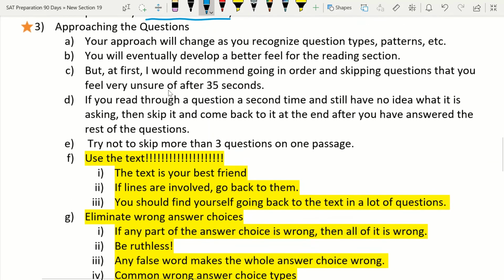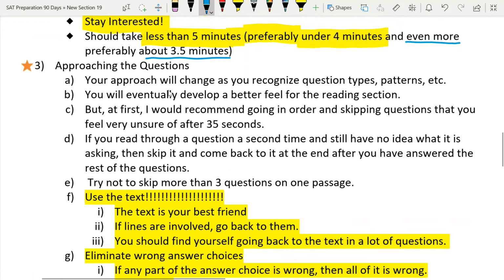All right, so now let's talk about approaching the questions. This is going to be a little bit different than if you were following the 90-day SAT prep course. If you were following the 90-day SAT prep course, you have a lot more time to get acquainted with the SAT reading section, because it takes more time than the SAT writing or the SAT math sections to kind of pick up on things.